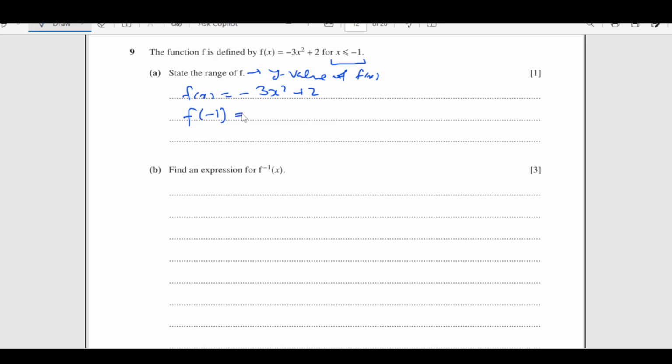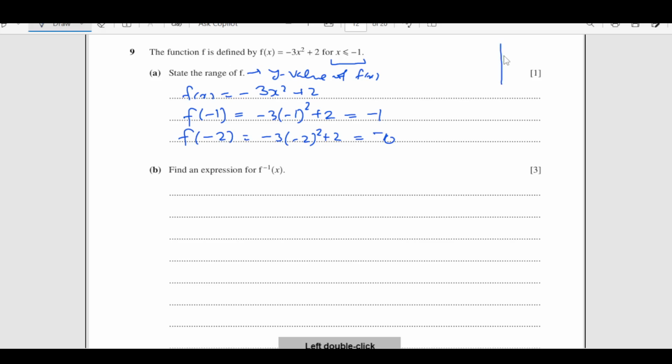Let's see, at negative 1, the value of this is going to be 3 minus 1 squared plus 2, that is going to be negative 1, right. And if I take f of negative 2, then this is going to be 3 and negative 2 squared plus 2, that is 4, 4 times 3 is 12, negative 12 plus 2 is negative 10, right. So now the maximum value here is going to be less than or equal to 1. So that is going to be the range of this.